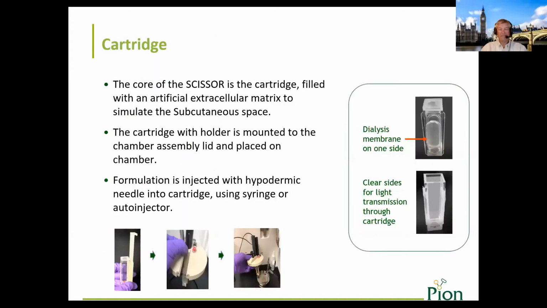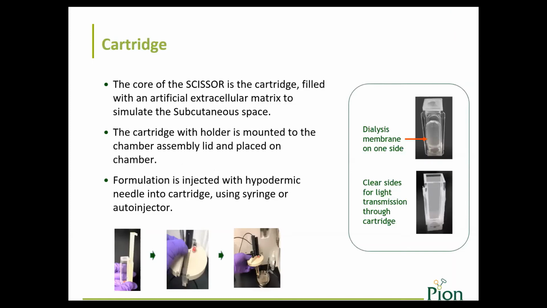Excellent. Thanks, Ken. Okay. So the crux of it is the cartridge, which is filled with artificial ECM, which is used to simulate the subcutaneous space. On the right-hand side of the slide, you can see one side view, which shows the dialysis membranes. And then if you rotate 90 degrees, you can see very clear sides, which allows for light transmission through the cartridge. The light transmission is used for two items, the turbidity detectors as well as the camera imaging itself. So in operation, the cartridge is mounted on a holder that's shown in the lower left-hand picture. That's then snapped into the chamber assembly lid, which is the middle picture with the purple glow. And then that lid assembly with the cartridge installed is mounted on top of the beaker itself for the assay.